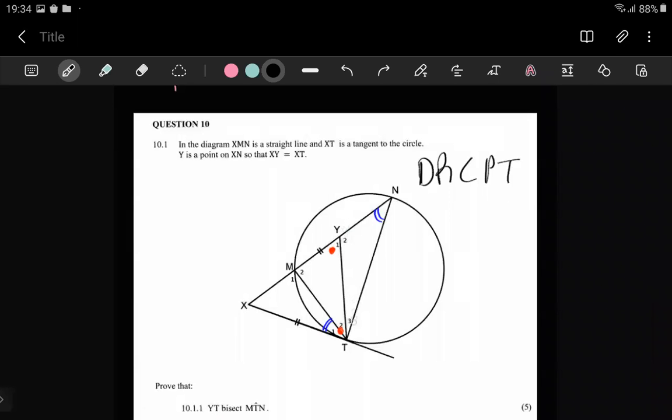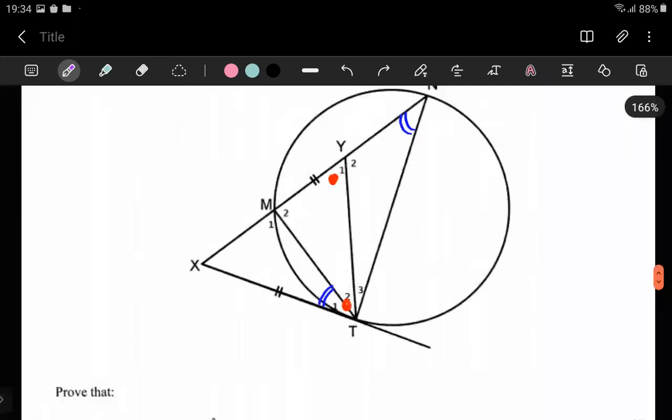we should prove that it bisects MTN. Now, whenever they ask you to prove that a line bisects an angle, what they're trying to tell you is you should prove that the angle on one side is equal to the angle on the other side. And you should basically make use of different things that you know to be true.